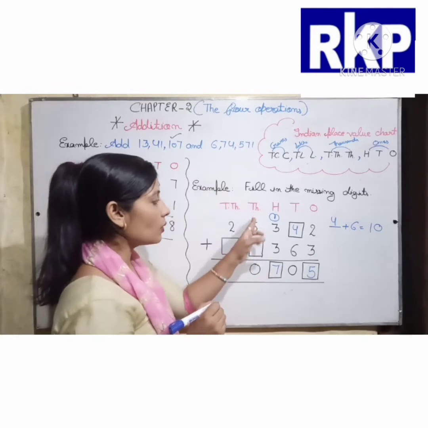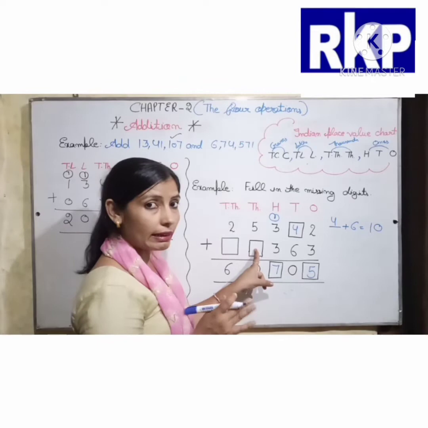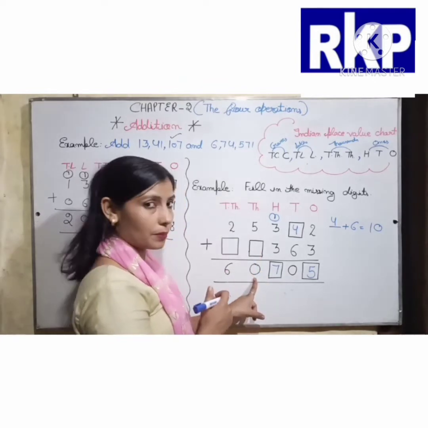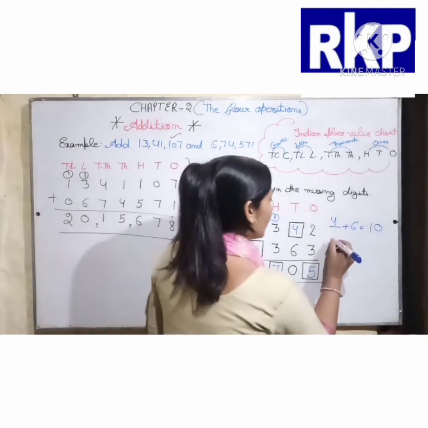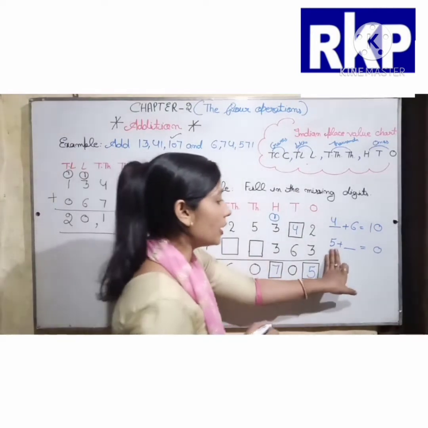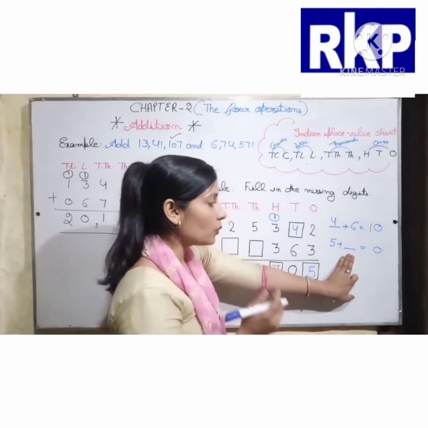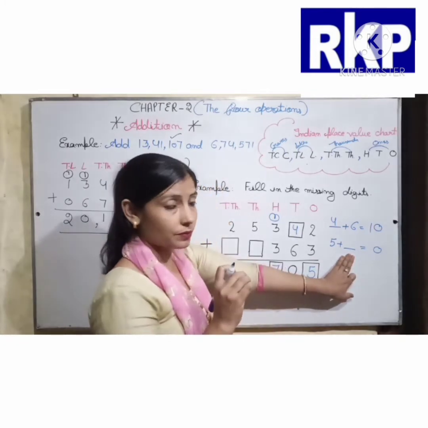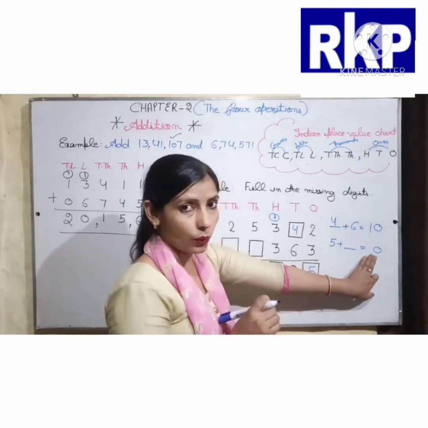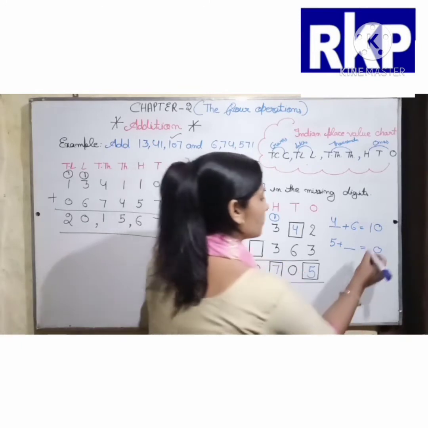Now comes the thousands place. Here we have 5, and here we don't have any digit, and here we have 0 as the sum. Okay, so 5 plus something is equal to 0. Here we have 5 beta as addend, and here we have to write any digit, and here we have 0. Is it possible that here is 0? No, here also it is not possible.